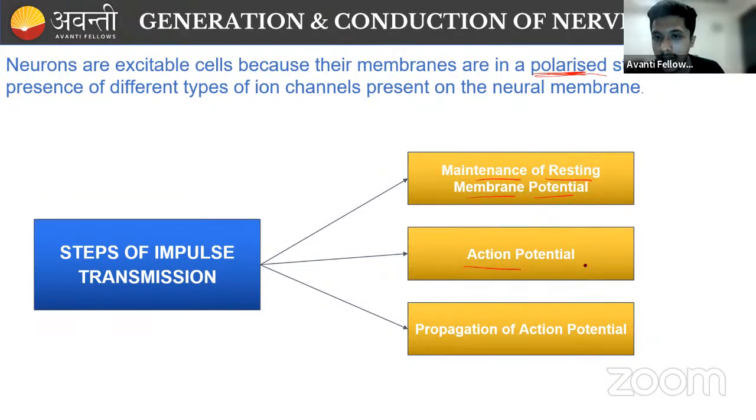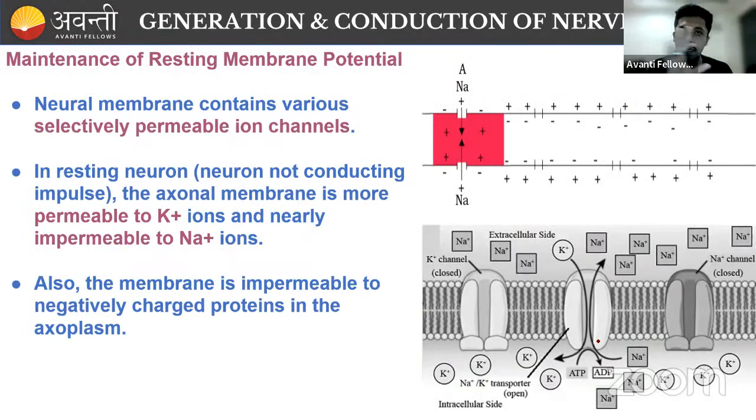Once they are at the resting membrane potential, the next phase is the creation of an action potential. Once the action potential is created, it is converted into a neural impulse, and this impulse is propagated through the action potential. Okay, so let us study these stages in a very detailed manner.